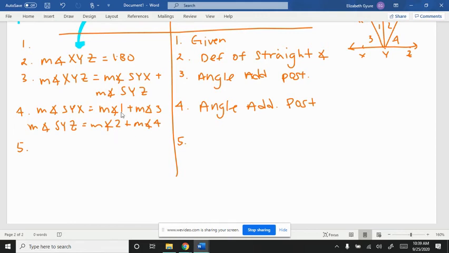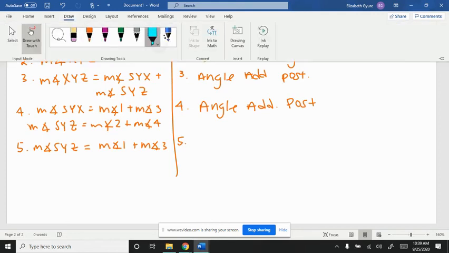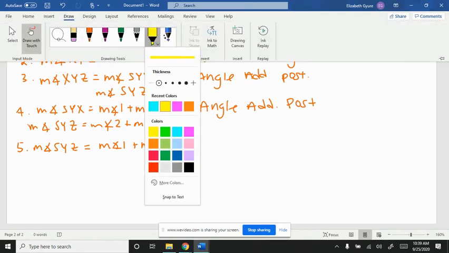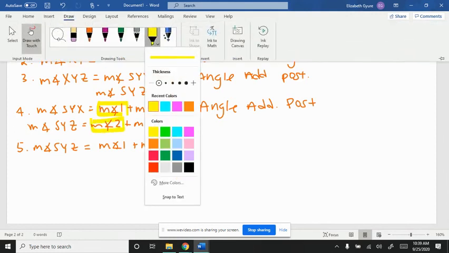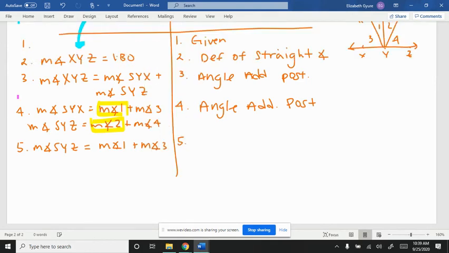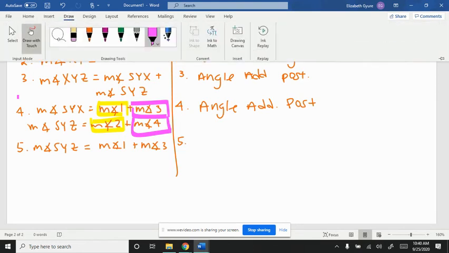Pick whichever one you like. You could substitute 1 in for 2 or vice versa. But I'm going to rewrite, just because it's on the bottom, the measure of angle SYZ as the measure of angle 1 plus the measure of angle 3. And the reason I could do that, remember in your given, we were told that angles 1 and 2 were equivalent and that angles 3 and 4 were equivalent. So I just replaced those values. So that was substitution.